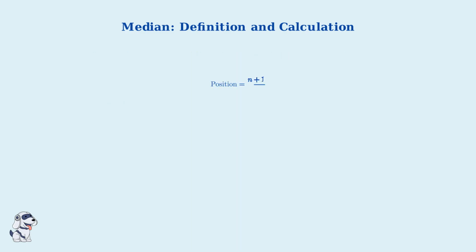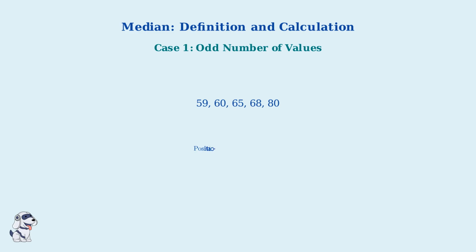When we have an odd number of data points, there is a specific formula to find the position of the median. The median is located at position (n + 1) / 2, where n is the total number of values. Let's examine a concrete example with 5 values: 59, 60, 65, 68, and 80. Since we have 5 values, n equals 5, so the median position is (5 + 1) / 2, which equals 3. The third value in our ordered list is 65.